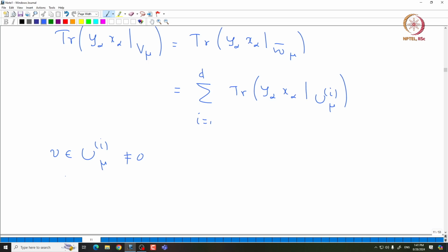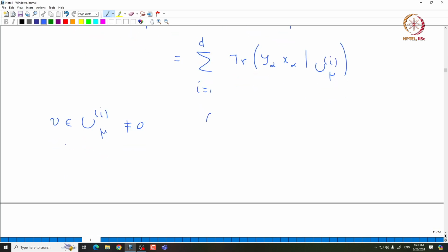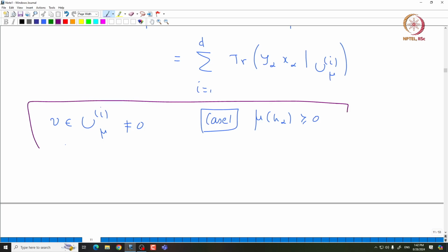Now we have two cases for the possibility of mu of H alpha. Let us first consider case 1: mu of H alpha is non-negative. The case of mu of H alpha being non-positive is done similarly, and I will leave it as an exercise. We will only focus on the case mu of H alpha non-negative. In this situation we want to compute how Y alpha X alpha acts on this V.